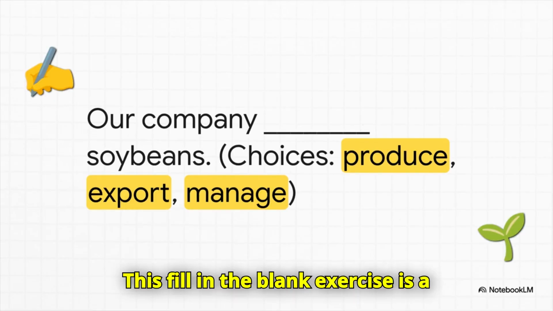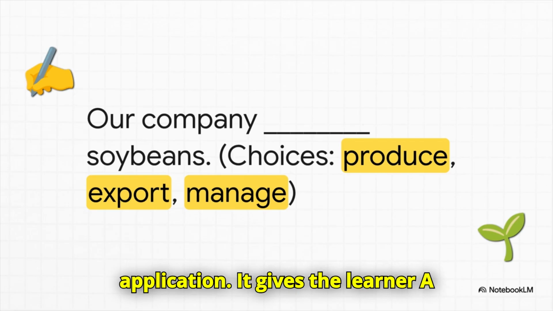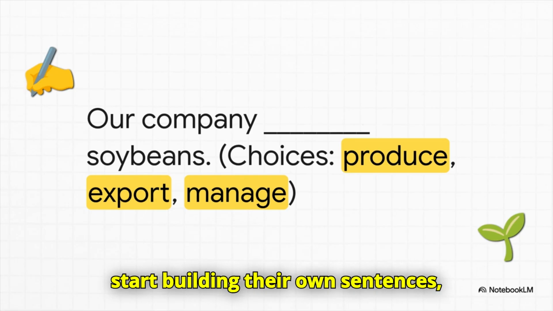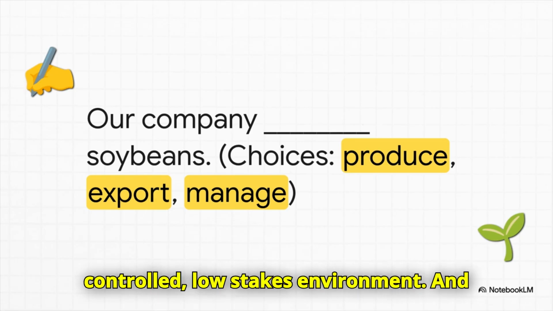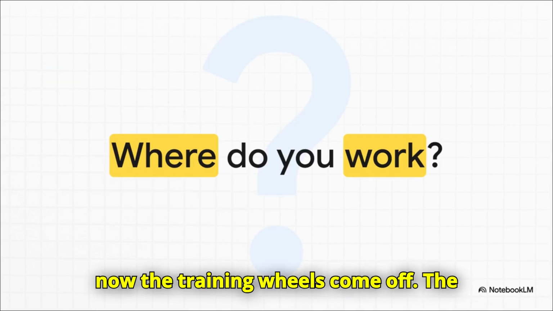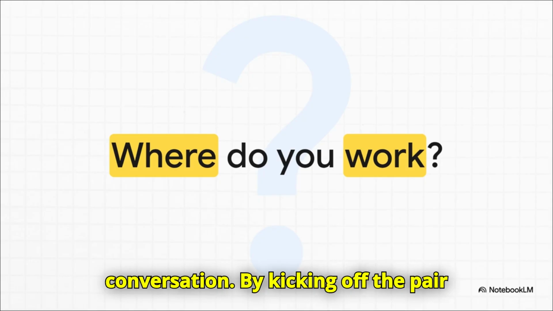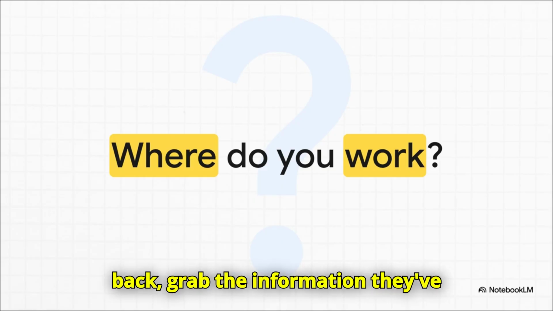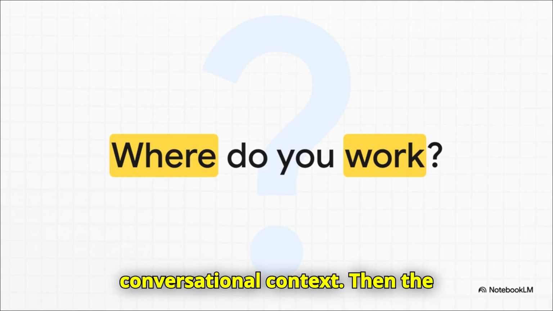This fill-in-the-blank exercise is a perfect example of that first step in application. It gives the learner a framework and a choice. It allows them to start building their own sentences, expressing their own reality, but in a controlled, low-stakes environment. And now, the training wheels come off. The lesson starts to simulate a real conversation. By kicking off the pair activity with a direct question like this, it forces the learners to reach back, grab the information they've learned, and apply it in a dynamic conversational context.